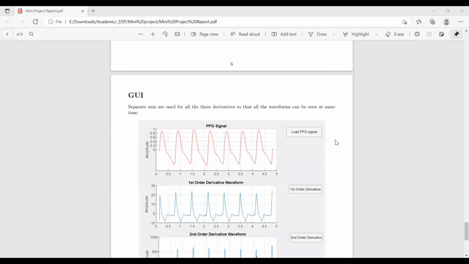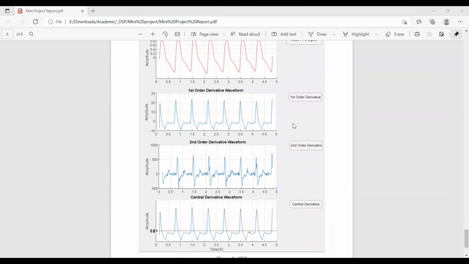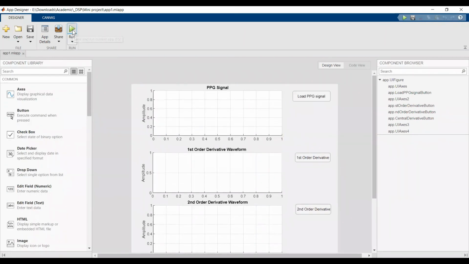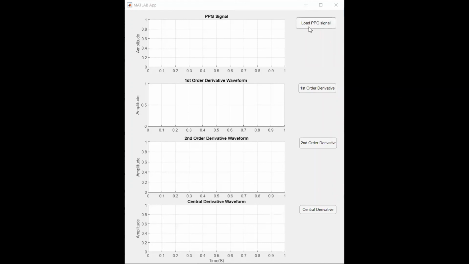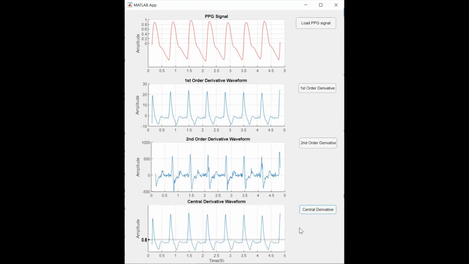I have made a simple GUI interface for this simple project. I have taken different axes for all the three derivatives just to have a comparison between them at a time. I will now show the demo of the GUI. Okay, this is the GUI made. I will run it. We have to press load PPG signal to get the PPG signal, and then we can get the different order derivatives. This is the first order derivative, then the second order derivative, and the central derivative.